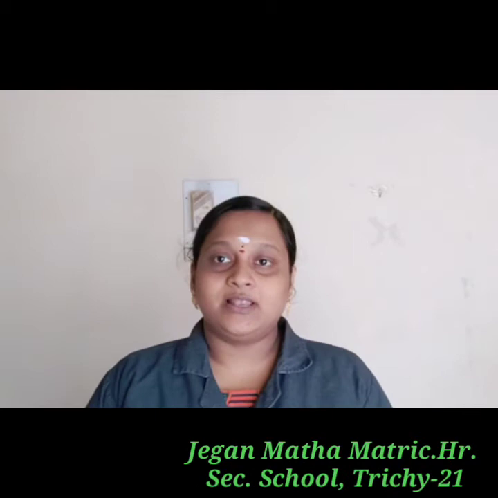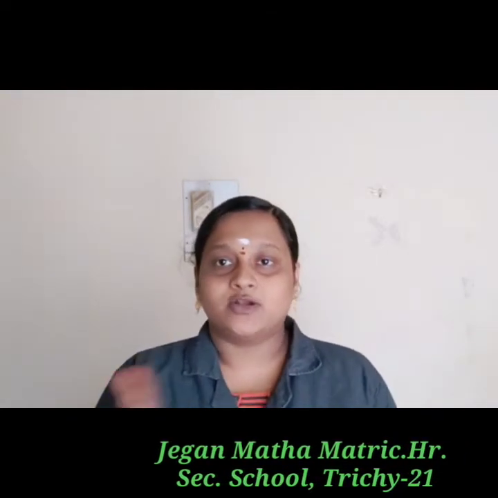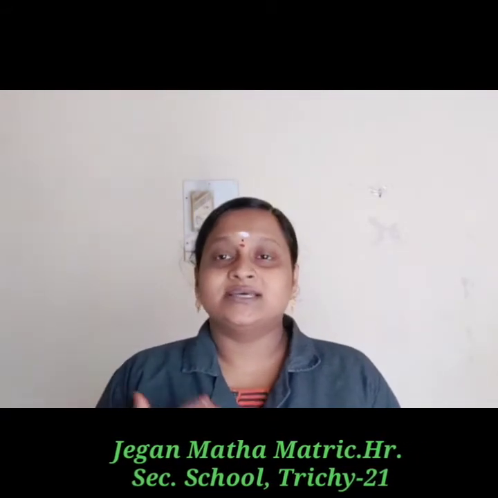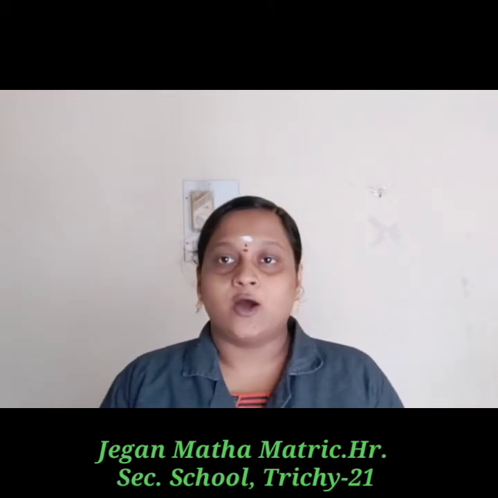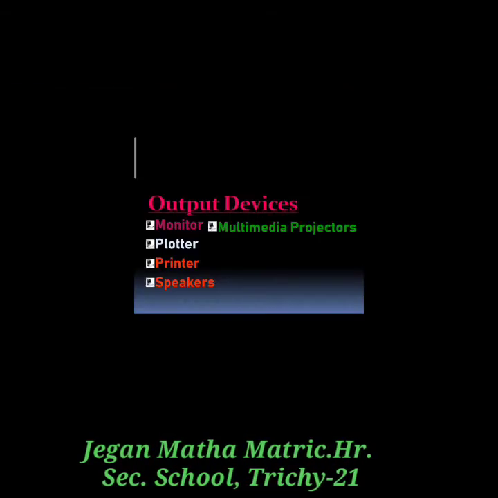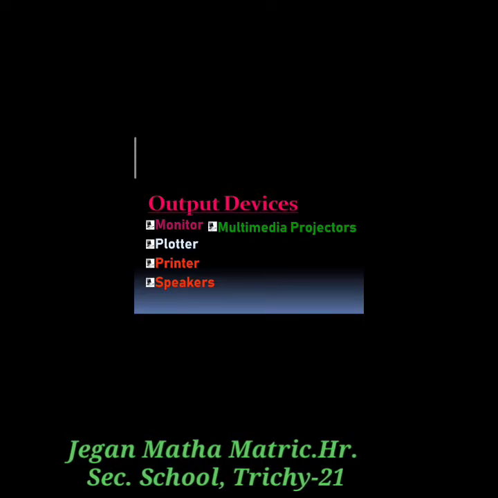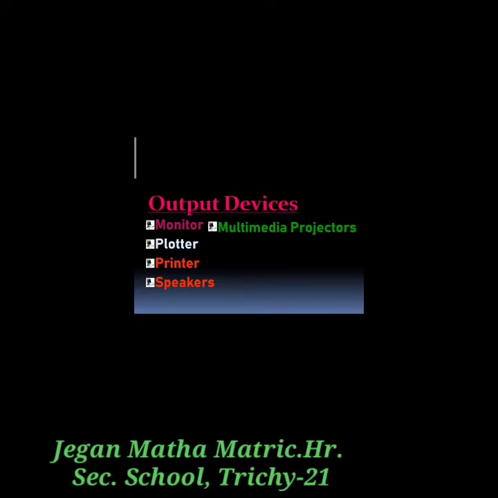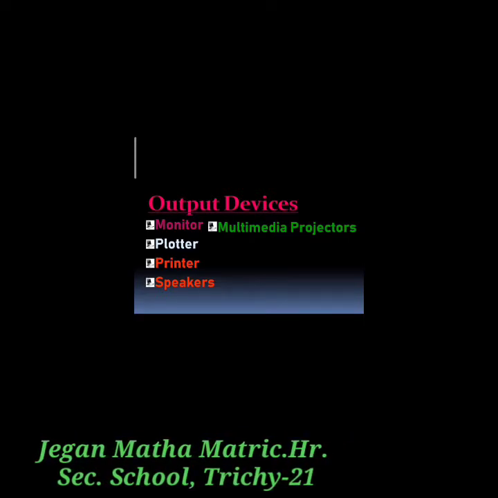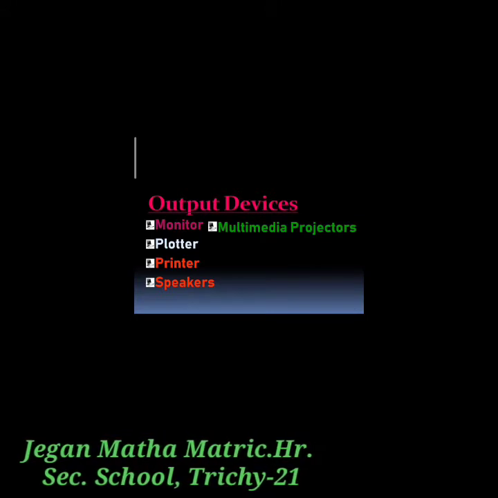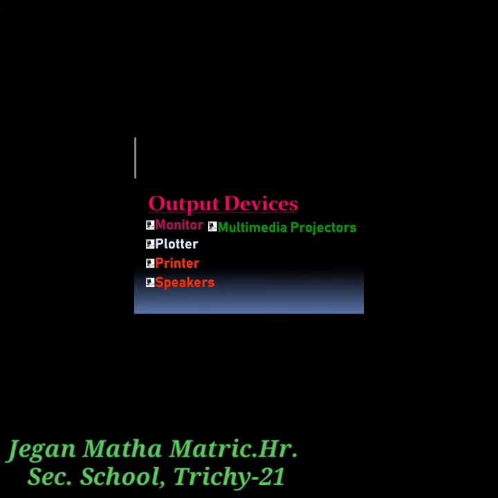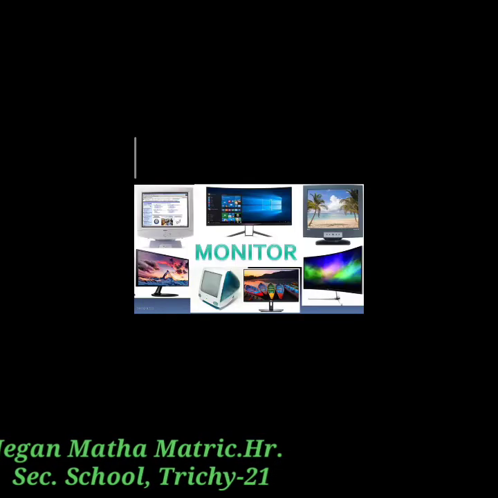For example, the monitor. We see the information on the monitor. If we get information from the computer through some devices, those devices are called output devices. Output devices are monitor, plotter, printer, speakers, multimedia, and projectors. Now let us see them one by one.